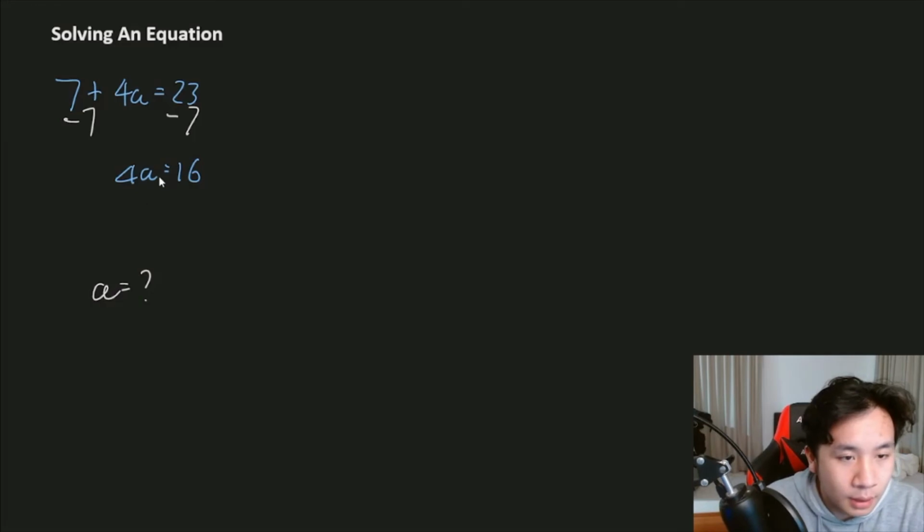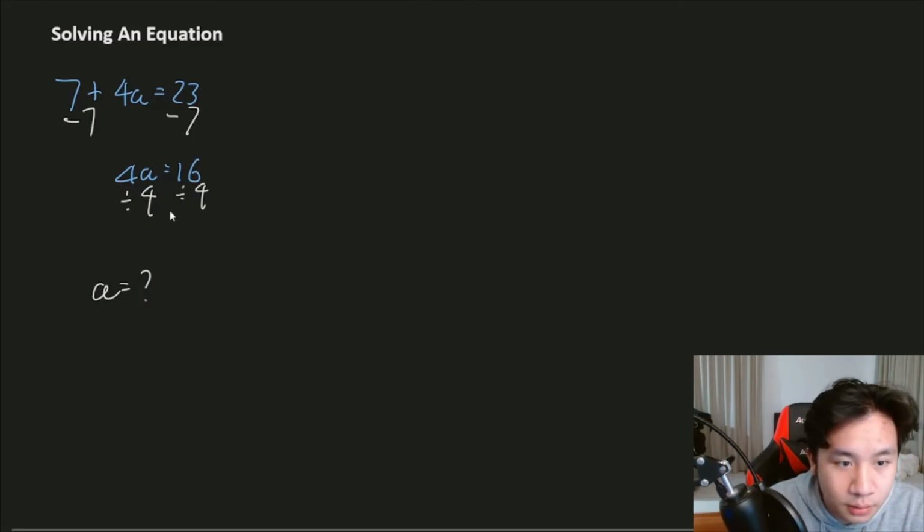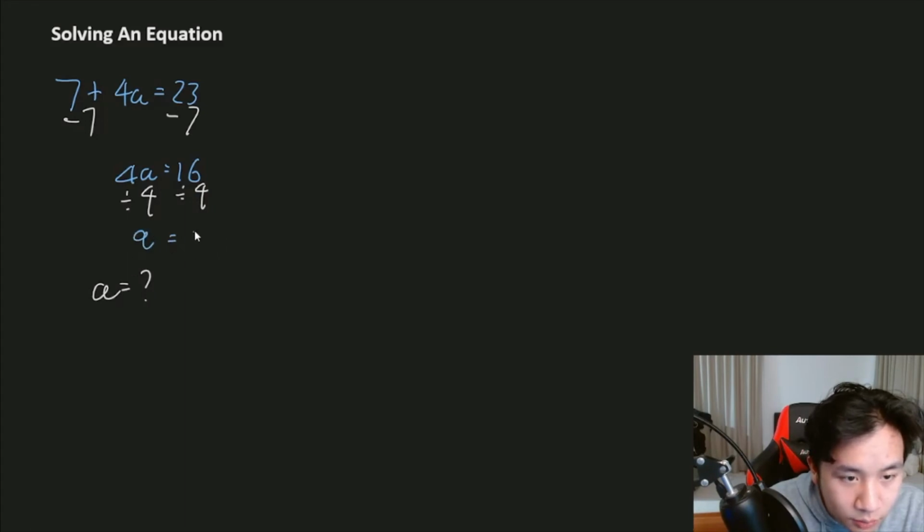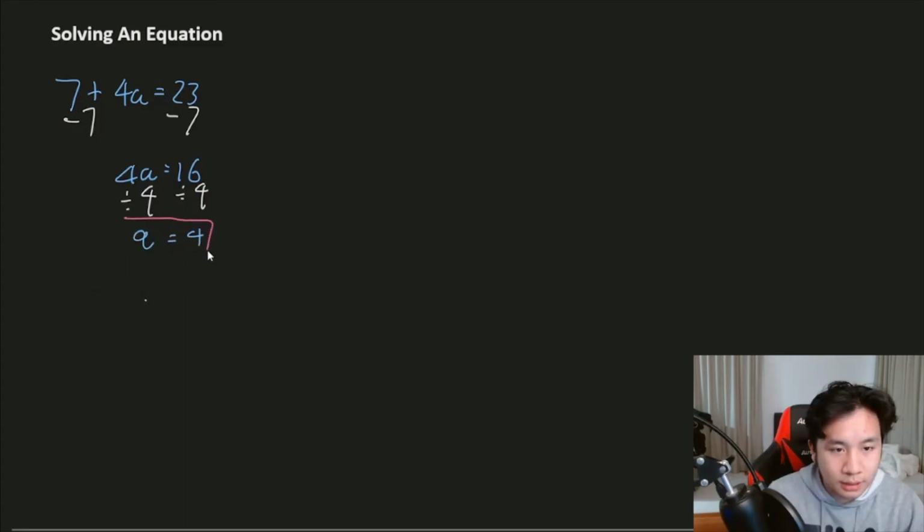And here we have this 4 that we want to get rid of. Now remember, 4a means 4 times a. So I divide 4 both sides. And what I'm left with is a is equal to 4. That is my solution.